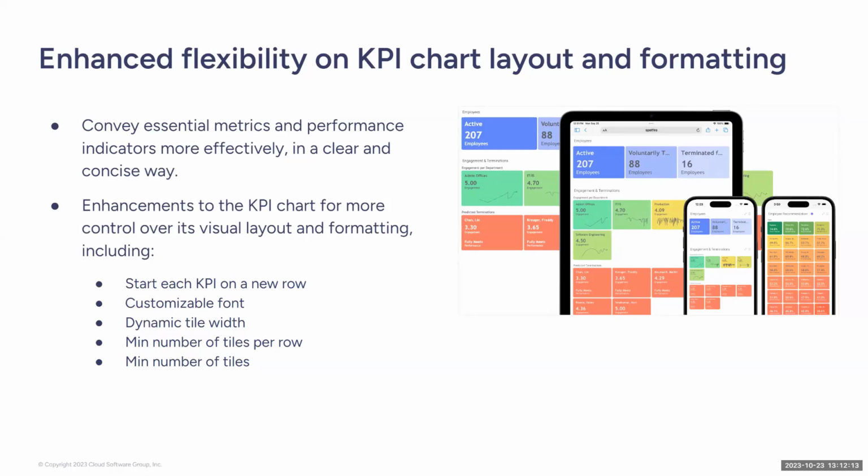So what is new? The new features of the KPI chart provide more control over the visual layout and the formatting of the KPI tiles. You can, for example, start each KPI on a new row to visually separate them for the user. You can customize the font size to create bigger or smaller KPIs, and you have better control of the layout of KPIs by specifying the minimum tile width, minimum number of tiles per row, or minimum number of visible tiles.